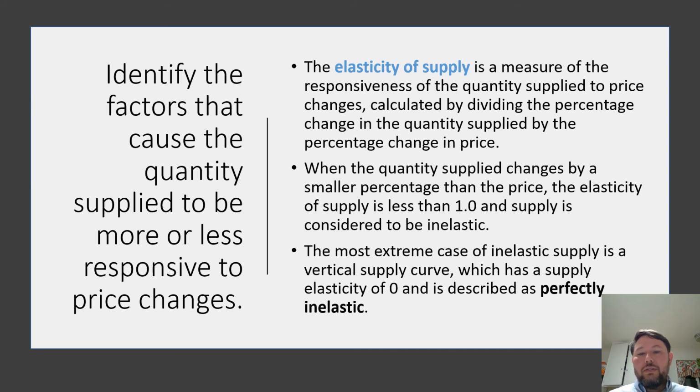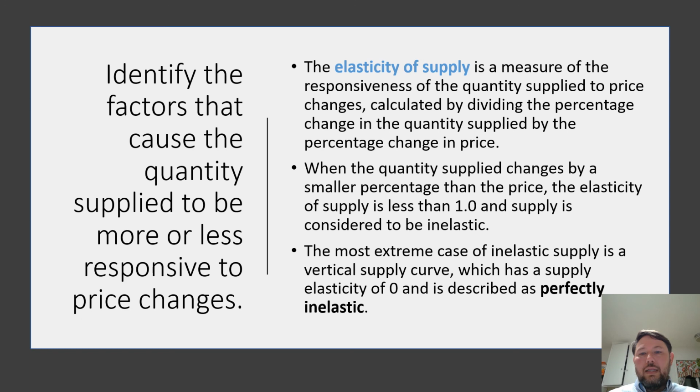So when the quantity supplied changes by a smaller percentage than the price, the elasticity of supply is less than 1. Our value is going to be less than 1, and therefore supply is considered inelastic. Let me say that again. We can have a large change in the price and a relatively small change in quantity supplied. We're going to have inelastic supply.